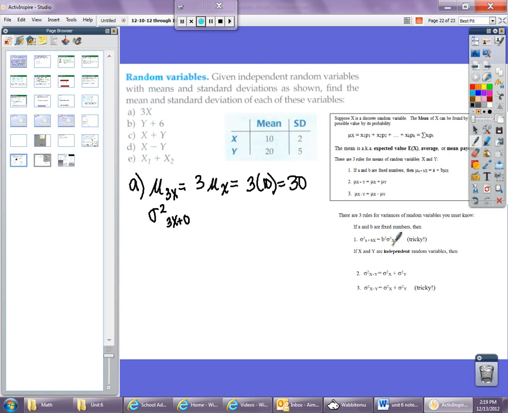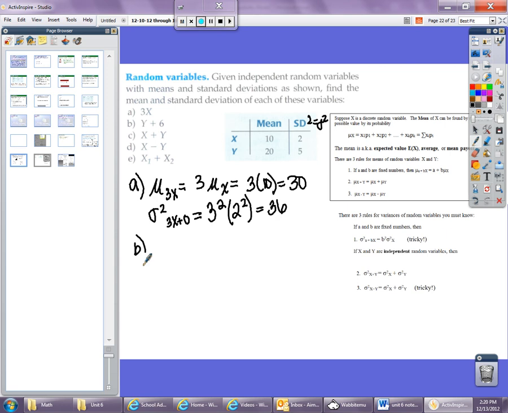So this rule tells me I'm going to take b squared, which in this case is 3 squared, and I'm going to multiply it by my variance. Well, do I have the variance in this problem? No, I have the standard deviation. So my standard deviation is 2, so I'm going to take 2 and I'm going to square it, because if I take the standard deviation and square it, that's going to be equal to my variance. Okay? So then you're just going to do 9 times 4, which is 36.